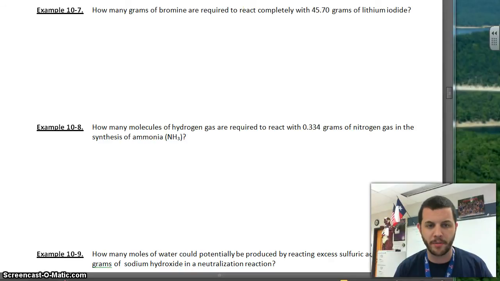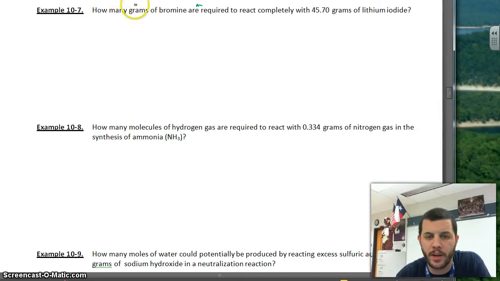It says how many grams of bromine are required to react completely. Okay, hang tight. So it says how many grams of bromine are required to react completely with 45.70 grams of lithium iodide.